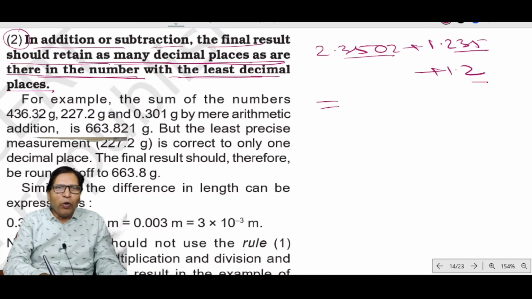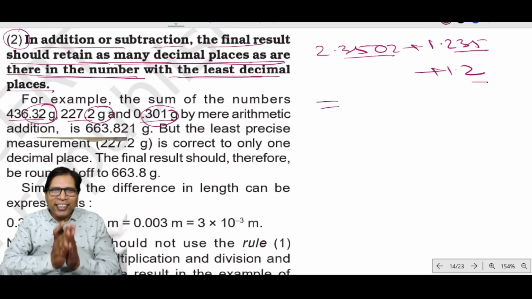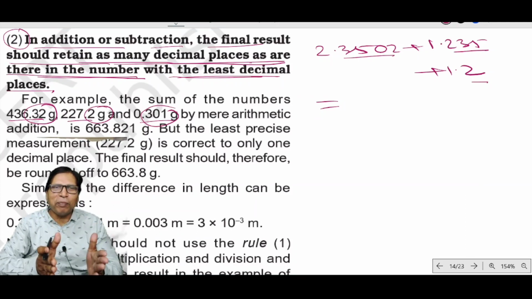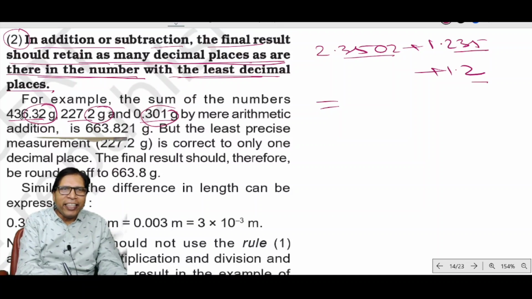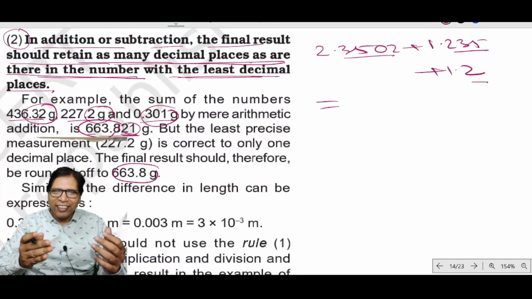Okay, understood? Now look at this: this plus this plus this. This has 2 decimal places, this has 1 decimal place, and this has 3 decimal places. So the result should have 1 decimal place. The addition of these is 663.821. After 663.8, this is 21, which is less than 50, so no addition takes place. So this becomes 663.8.